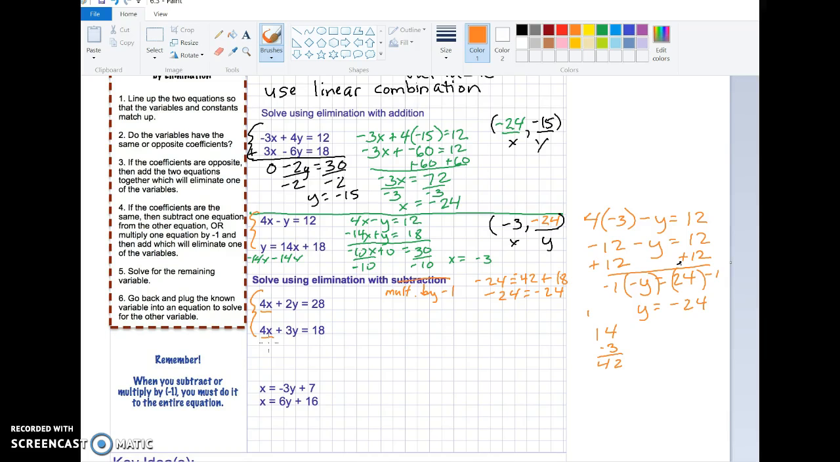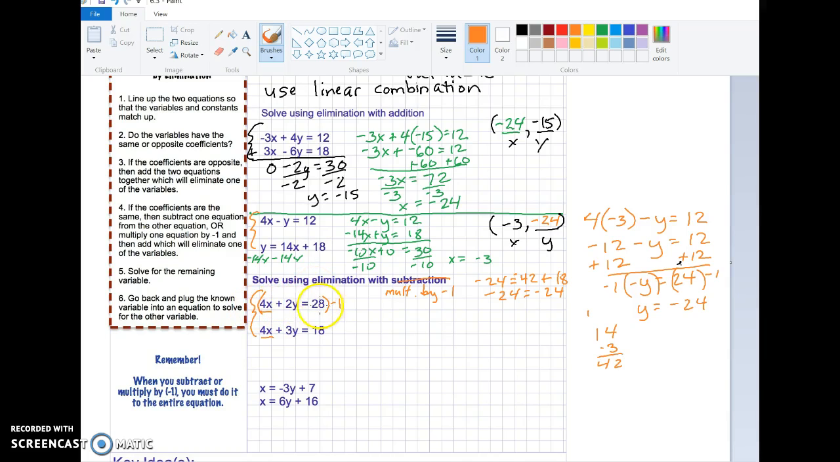But how do I turn one variable into a negative? How do I make 4x become negative 4x? What should I do? Well, I should multiply it by negative 1, right? But I have to remember that if I'm going to multiply by negative 1, so I'm going to go ahead and multiply this top one by negative 1, then I have to make sure that I multiply everything by negative 1. I can't just multiply the 4x. I have to multiply the 2y, and I have to multiply the 28.